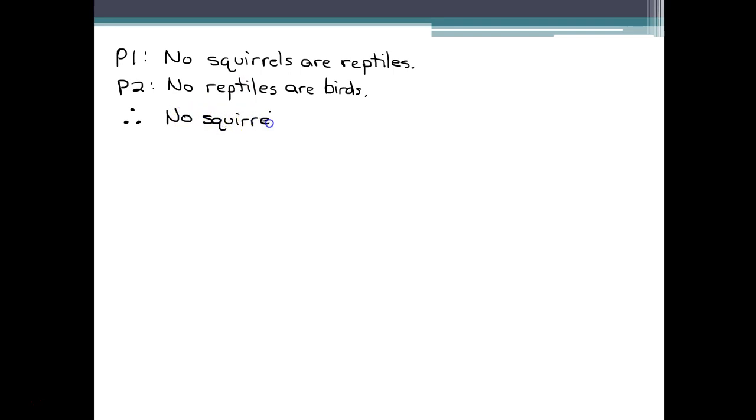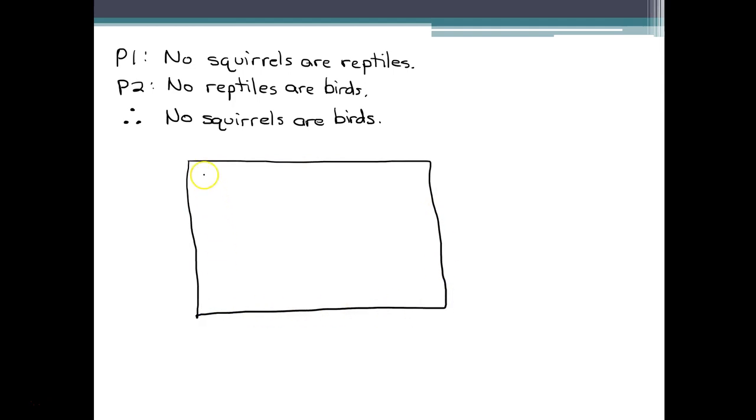Remember, no means we're not going to have circles touching each other. Okay, so no, yes, we're going to have separate circles. No squirrels are reptiles. So squirrels, reptiles, can't touch. Can't touch this. Alright. Now it says no reptiles are birds. Okay, so we know that reptiles and birds can't touch.